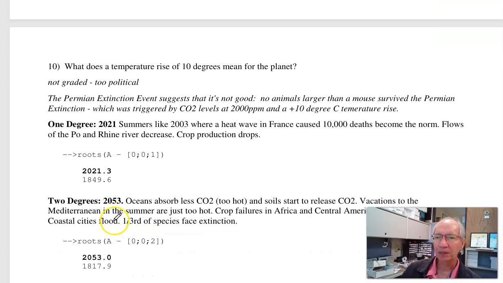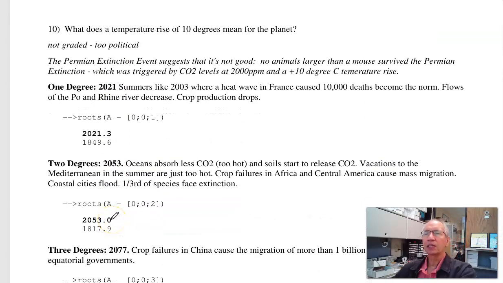That's problem 9. Problem 10 says, okay, so what does 10 degrees Celsius mean? Well, this actually isn't graded. It gets too political. But if you look at a journal article from the Netherlands, they did global modeling studies to see what would happen. At 1 degree, you get heat waves that cause 10,000 deaths in France, and it's kind of Eurocentric. Crop production fails. That's already happened; that was the year 2021.